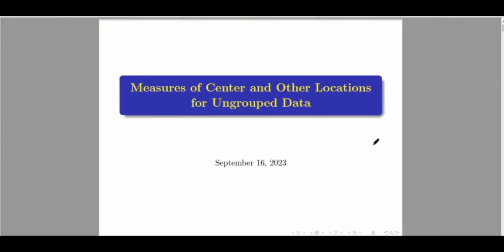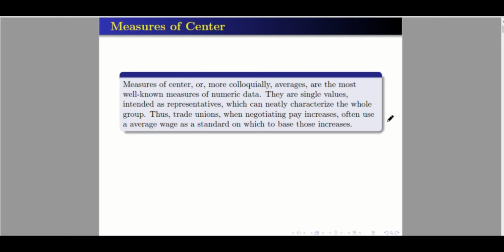Good day. We'll discuss measures of center and other locations for ungrouped data only. So, measures of center, or more colloquially, averages, are the most well-known measures of numeric data. They are single values intended as representatives which can neatly characterize the whole group.